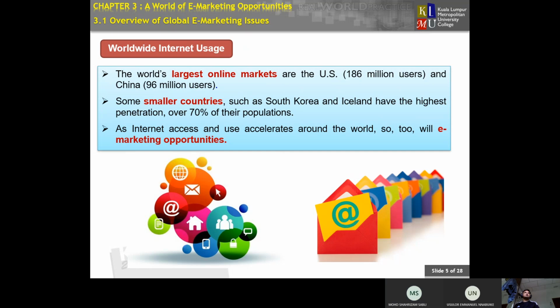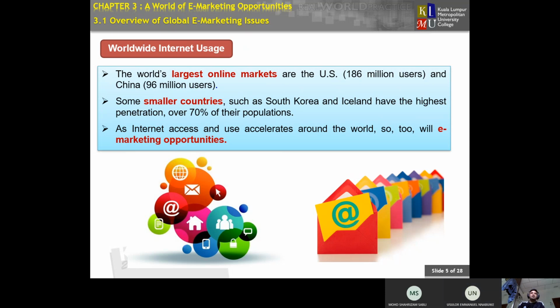Even in Malaysia itself, it is already 70% penetration of population. This one is from 3 to 5 years ago, 70%. Nowadays it will be increasing, maybe 80%, maybe 85% to 90% of the population using the internet itself. Because a small country is easy to expose to internet technology and influence. Like our country also is smaller, it should be easier to penetrate with influence when you are doing marketing. As internet access and use accelerate around the world, so too will the e-market opportunity.